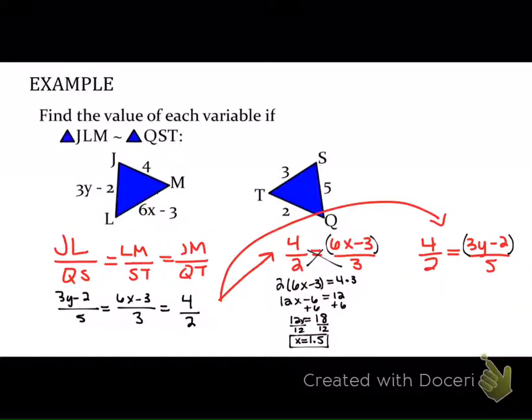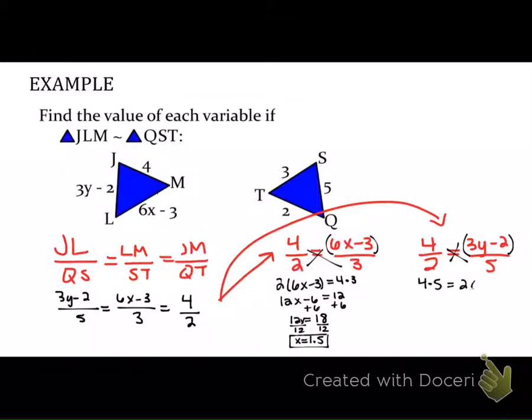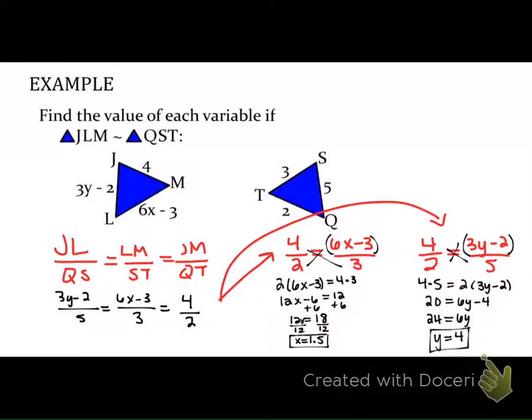So again, make sure there's parentheses and cross multiply the next one. Some of you guys skip steps, like you don't write that very first step that I wrote up there, the 2 times the quantity 6x minus 3. You just distribute in your head and multiply. Completely fine. I'm just doing that so you know what's going on if you have no clue where these numbers are coming from. So that's 4 times 5 equals 2 times the quantity 3y minus 2. So y equals 4. All right. What questions do you have there?